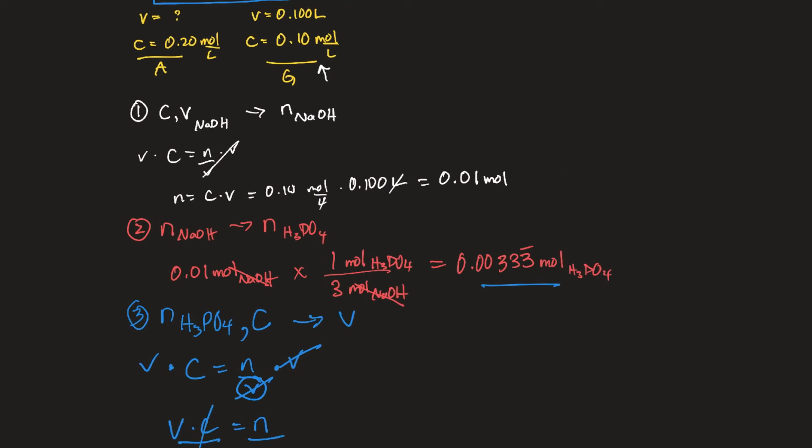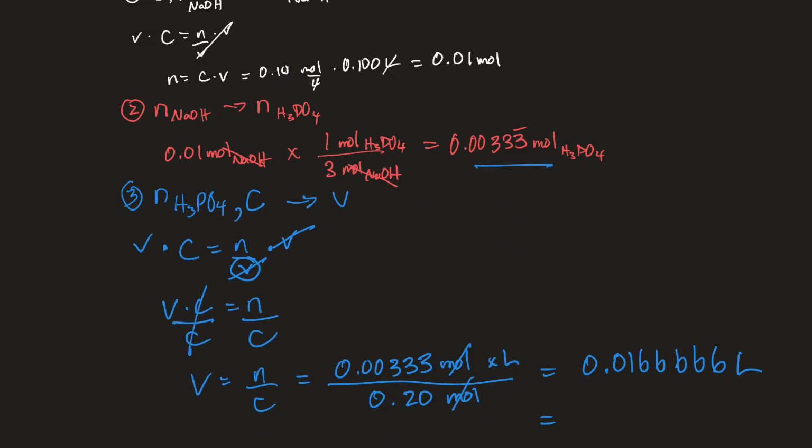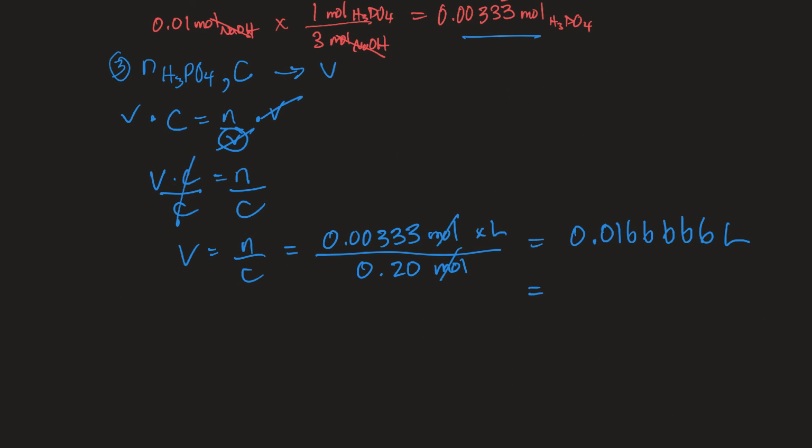Let's do sig figs. In the question, it looks like I just have 2 sig figs. So I need to go to 2 sig figs. So it'd be 0.01, and then this is bigger than 5, so I'll bump that to a 7. 0.017 liters. If you wanted to convert it, 1, 2, 3, you could convert it to 17 milliliters. But either of those are fine. All right, hopefully that helps you with that one.